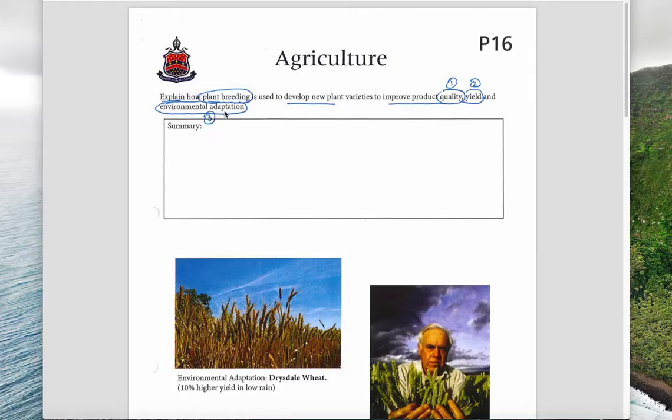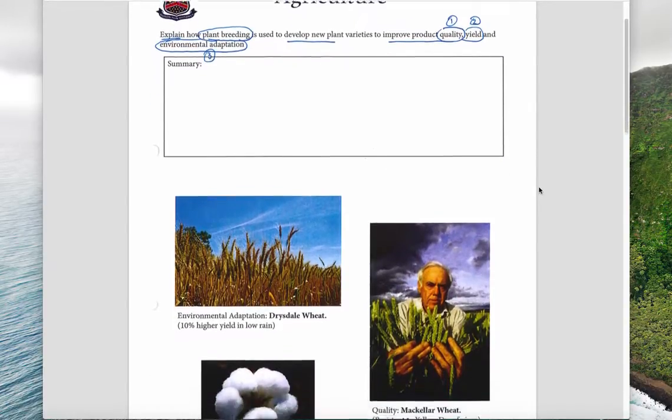For this one we need to explain how plant breeding is used to develop new plant varieties and improve product quality, yield and environmental adaptation. So this dot point is a follow-on from the previous one, which looked at plant breeding and the genetic basis for plant breeding. However, this is looking specifically at the reason that we do it rather than how we do it. It's a pretty straightforward dot point.